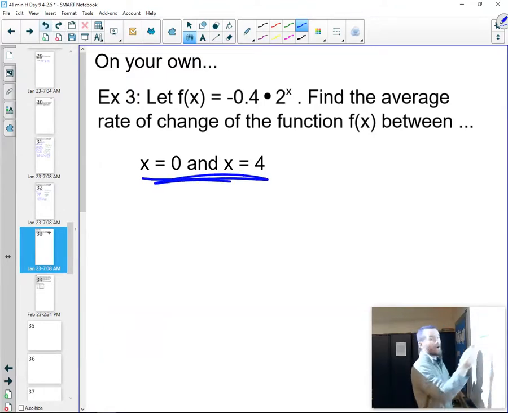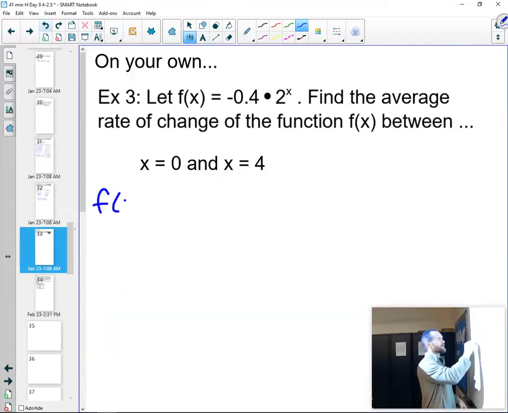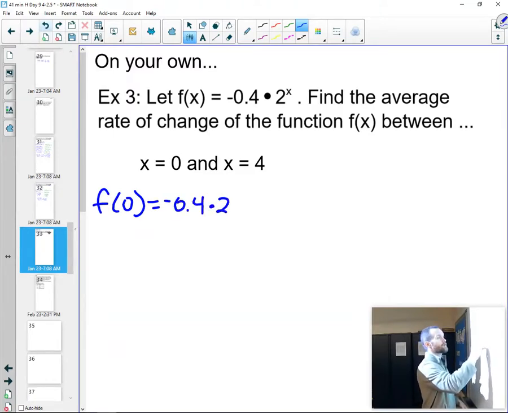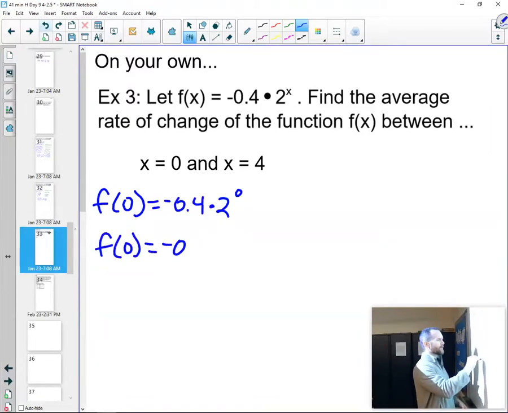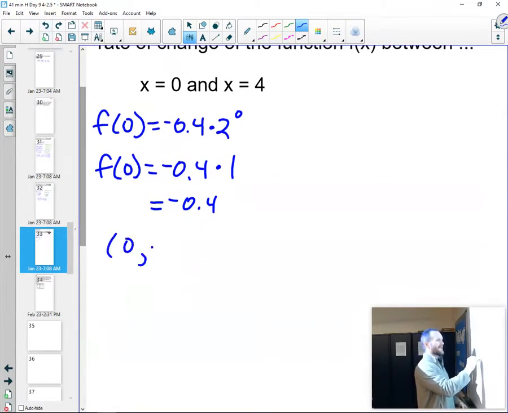Well, we've got to find ordered pairs. Whenever we're given x values, to find a corresponding y value, we just plug it in. So f of 0 equals negative 0.4 times 2 to the 0 power. If we remember our exponent rules, anything to the power of 0 is just 1. So f of 0 just equals negative 0.4. So our starting point is 0 and negative 0.4. It's a decimal, but we can deal with decimals. That's our x1 and y1.